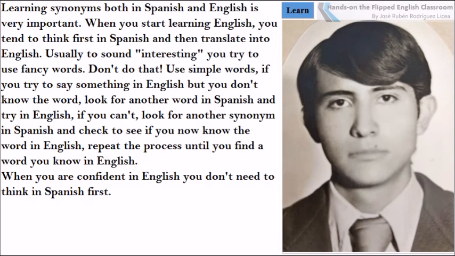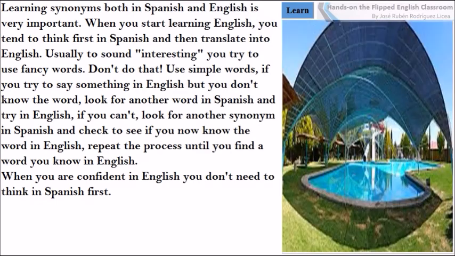If you try to say something in English but you don't know the word, look for another word in Spanish and try in English. If you can't, look for another synonym in Spanish and check to see if you now know the word in English. Repeat the process until you find a word you know in English. When you are confident in English you don't need to think in Spanish first.